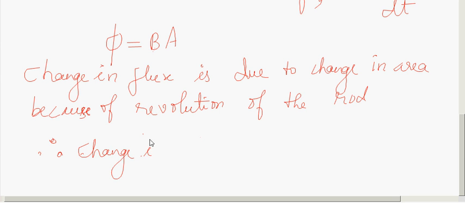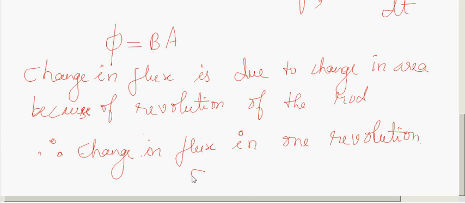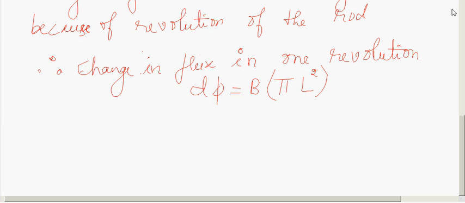The change in flux in one revolution, d phi, is B into the area, which is the area of a circular ring, pi r square. R is L, so it is pi L square. So d phi is B into pi L square. Now what is dt? We will find out.